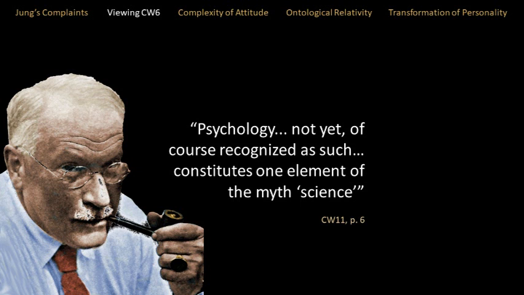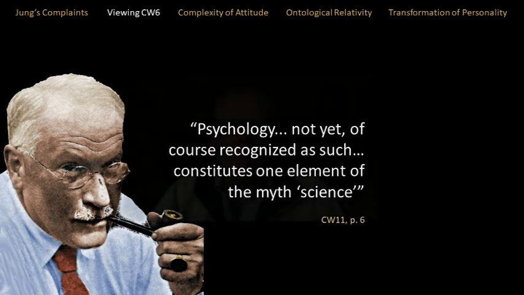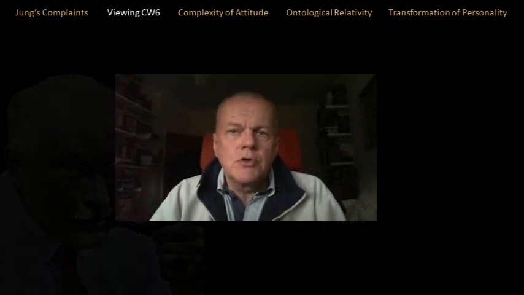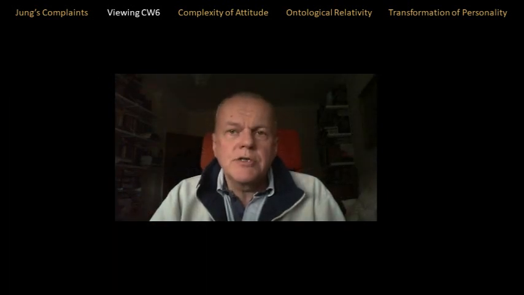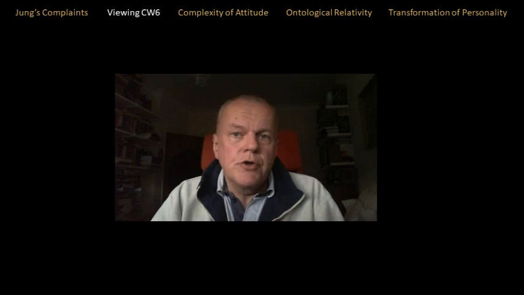Another thing to consider is that Jung saw science as myth, just as Popper did, and psychology as myth. "In fact, psychology, not yet of course recognised as such, constitutes one element of the myth science." So my argument is that we should view Psychological Types not as a work of philosophy, but as an attempt at mythologizing, which is the first stage of science. Jung has tried to emulate Einstein by coming up with radical ideas to solve real-world problems, and by producing his own theory of psychological relativity.